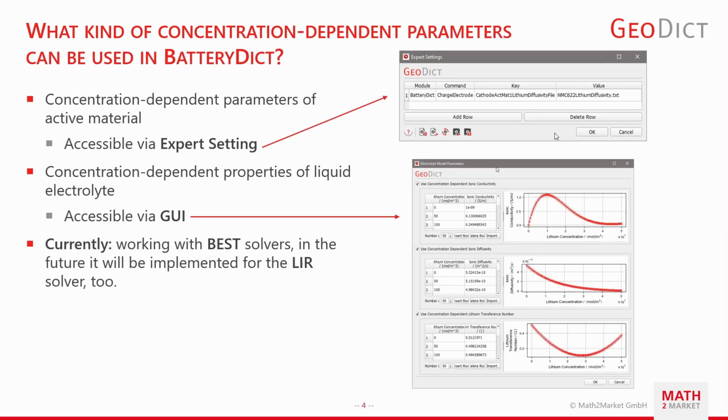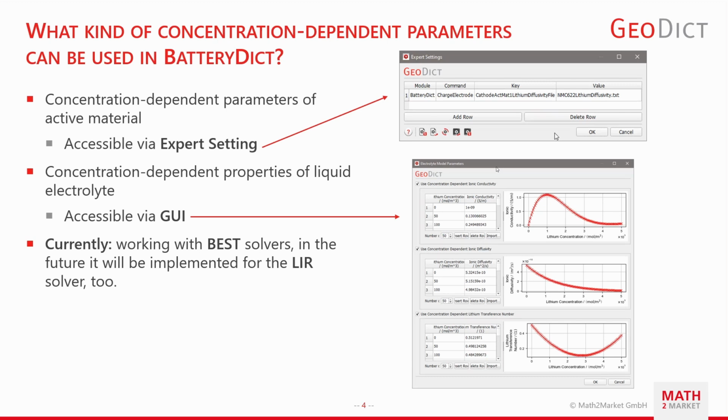I want to show you now how you can set up a simulation with GeoDict 2025 using the lithium concentration dependent parameters. There are two different kinds of materials that have or can have lithium concentration dependent parameters. First, there are the active materials. For the active materials, the lithium diffusivity and also the electronic conductivity can depend on the lithium concentration inside of the active material. And you can set this up in the simulation by using an expert setting.